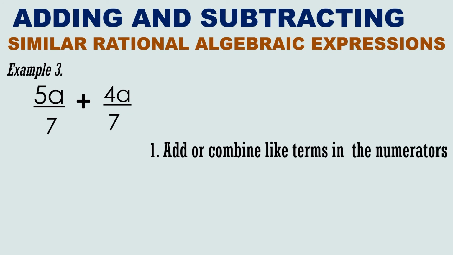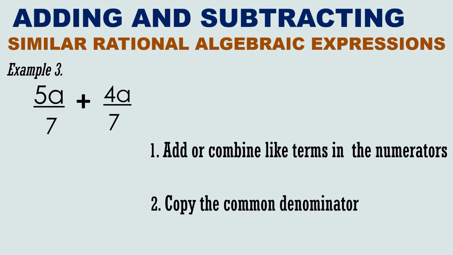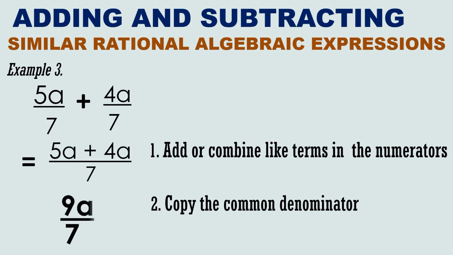So what are like terms? Like terms are terms having the same variables and exponents. If that is the case, we simply add the coefficients. So we have 5a and 4a, which are like terms. So simply add the numerical coefficients 5 and 4.